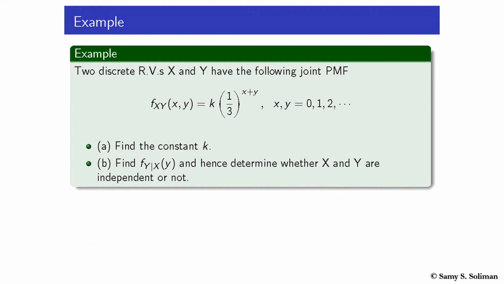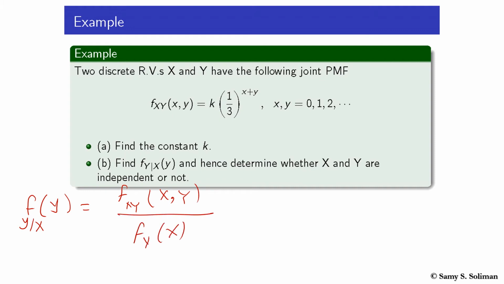For the second requirement, we want to find f of y given x. So this is the conditional probability distribution. As we said by definition, it's the joint distribution f of x and y divided by the marginal distribution f of x. So in order to find this, we need first to find the marginal distribution. Again, the marginal distribution f of x is the summation over y of f of x and y.